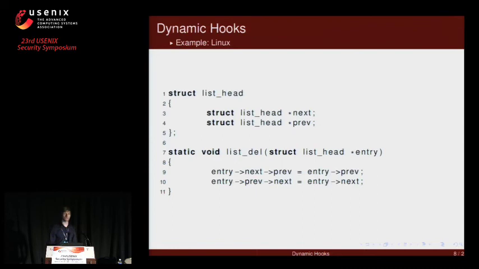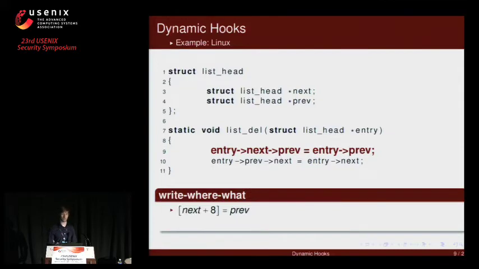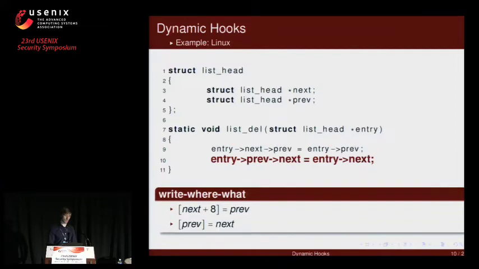Let's take a look at a concrete example for a dynamic hook. What you see here is the list delete function as it's used in the Linux kernel. And for those of you who have ever done heap exploitation, the code will look really familiar. Essentially, what we can do with this code is, if we control the list head entry that is passed to the list delete function and we control the next and the prev pointer, we essentially have a write-what-where primitive. With the line that is highlighted here, we can perform a write at the address next + 8, where we write the prev pointer to. At the same time, we can write the address that next contains into the address that prev is pointing to.